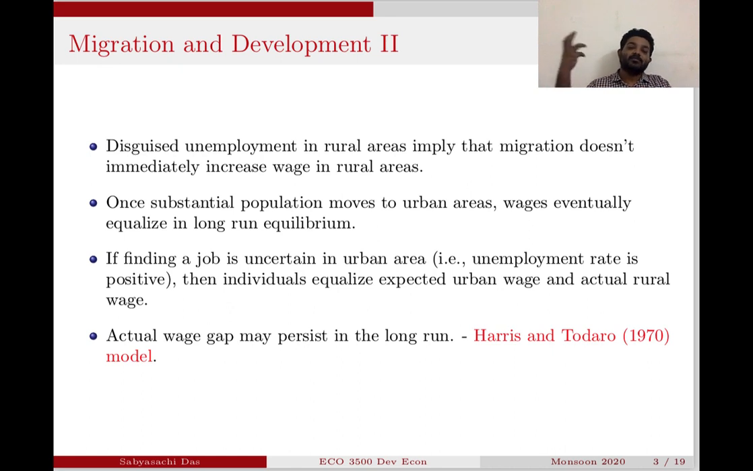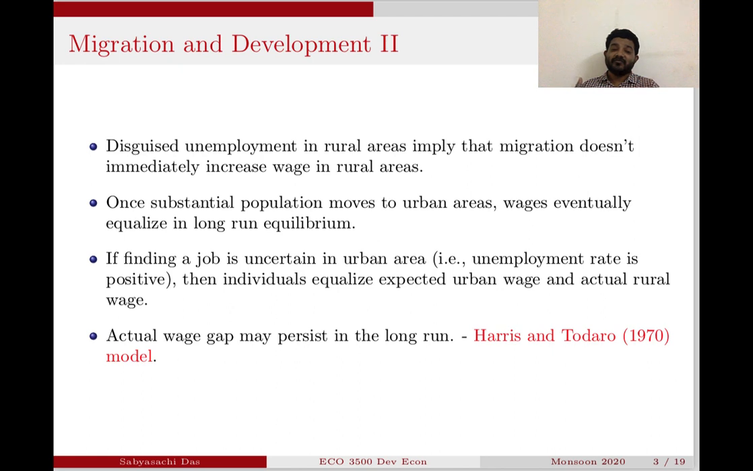And so when people start moving out, because of the presence of disguised unemployment, even though the capital labor ratio is changing a little bit, going up in the rural area, you will not see the rural area's wage rise immediately. Because if the rural area had a very standard, Cobb-Douglas kind of production technology, then any fall in the labor due to migration would lead to an increase in the wage rate in the rural area.